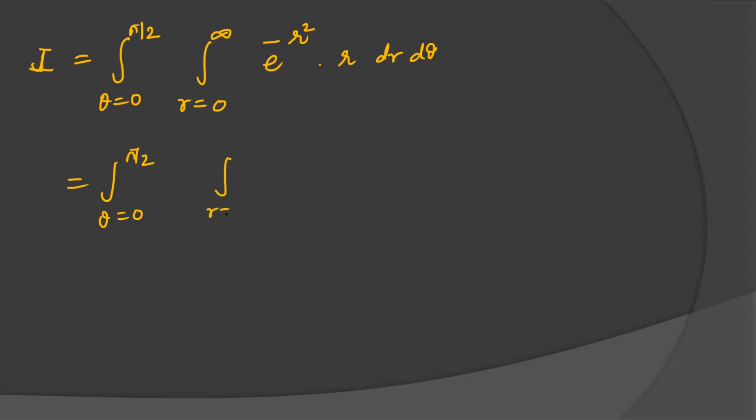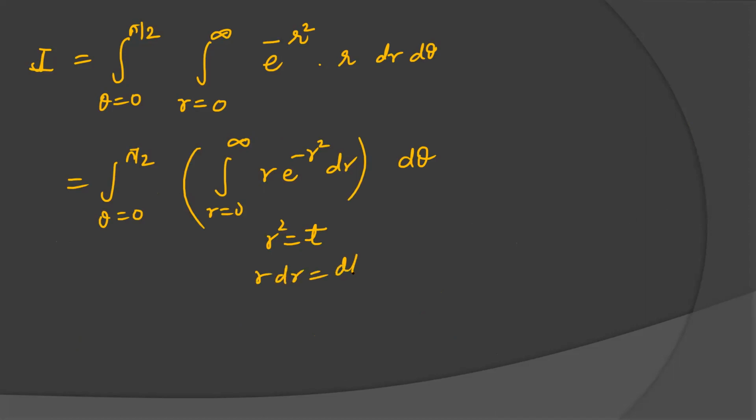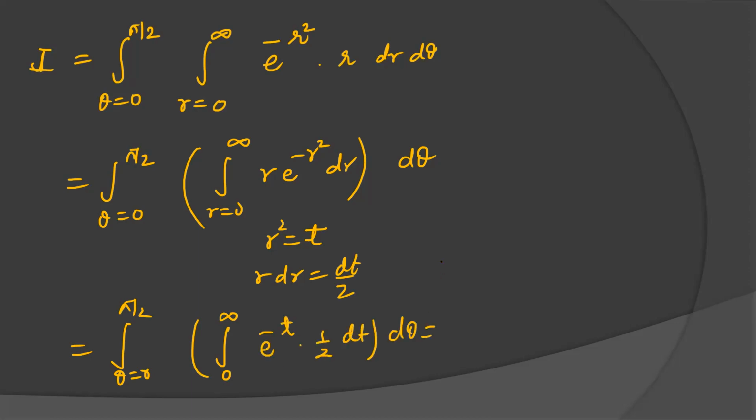So if you calculate it, theta is from 0 to pi by 2. I am calculating the r limit first: r into e to the power minus r square dr, and outside is d theta. Here you can substitute r square equal to t, and r dr will be dt by 2. So theta is 0 to pi by 2, and t is 0 to infinity again, e to the power minus t into 1 by 2 dt d theta. If you integrate it, you will get this value equal to pi by 4.